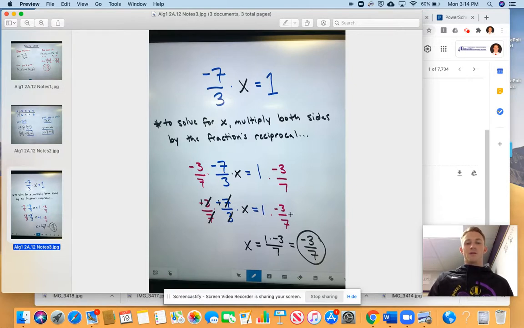Now we have a whole number times a fraction. Let's just take the whole number times the top. So 1 times negative 3, all divided by 7. That's negative 3 over 7.